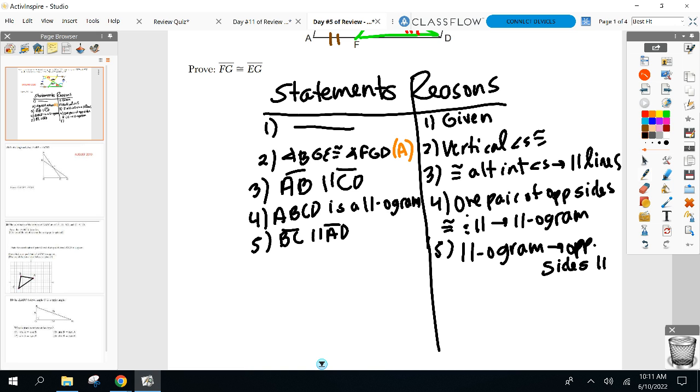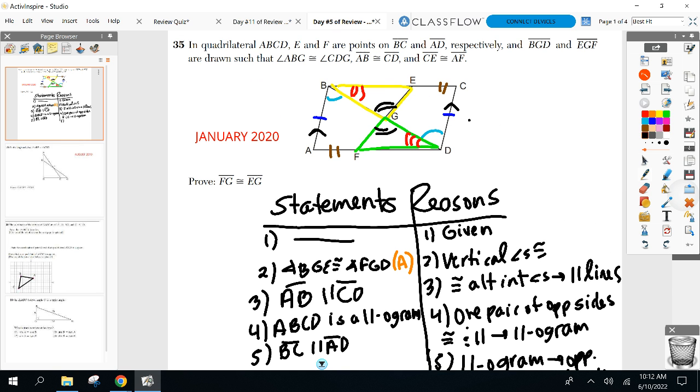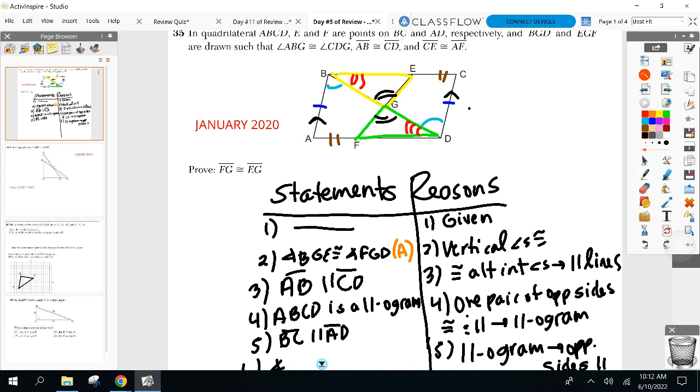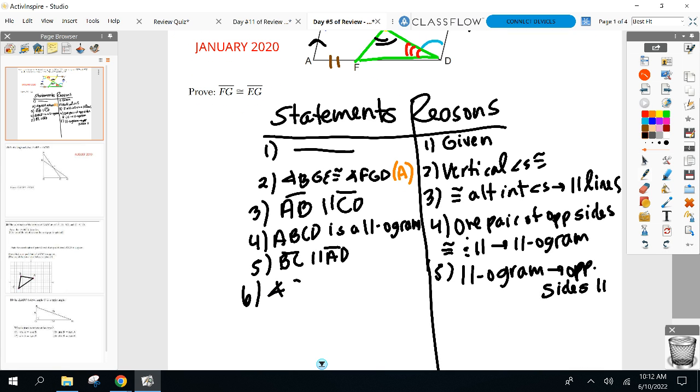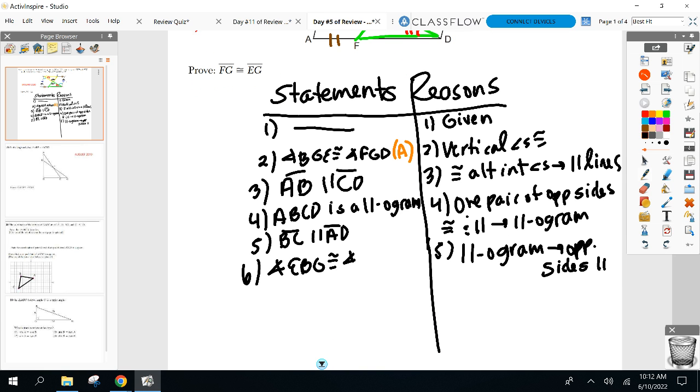Now you could say the alternate interior angles are congruent. Good. So now I can say EBG, GDF. Say that again? All right, hold on. Let me get this down. Angle. Everyone good so far? I turned it into a parallelogram. Opposite sides are parallel, which means alternate interior angles are congruent. So EBG congruent to GDF.